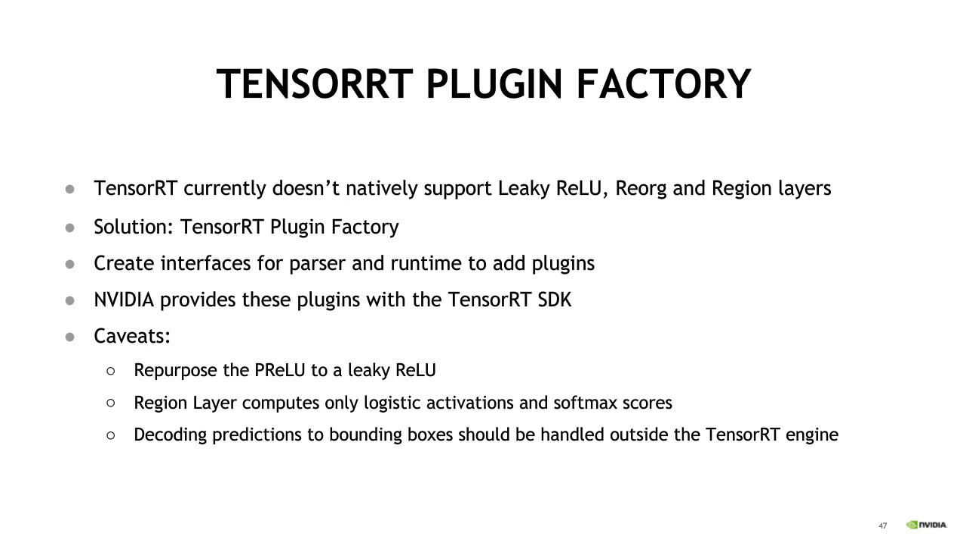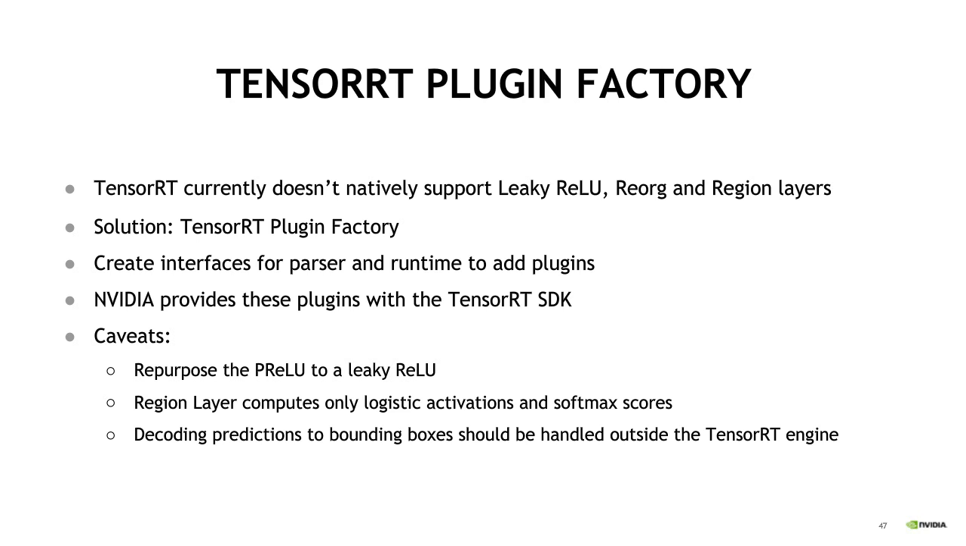First, there isn't a specific plugin for leaky ReLU, but there is one for a parametric ReLU. We can use this by setting the slope to -0.1, and it will behave similarly. Second, the region layer plugin computes only the logistic activations and softmax scores on the input tensor. And finally, decoding the actual objects from the various predictions of the network should be handled outside the TensorRT engine.